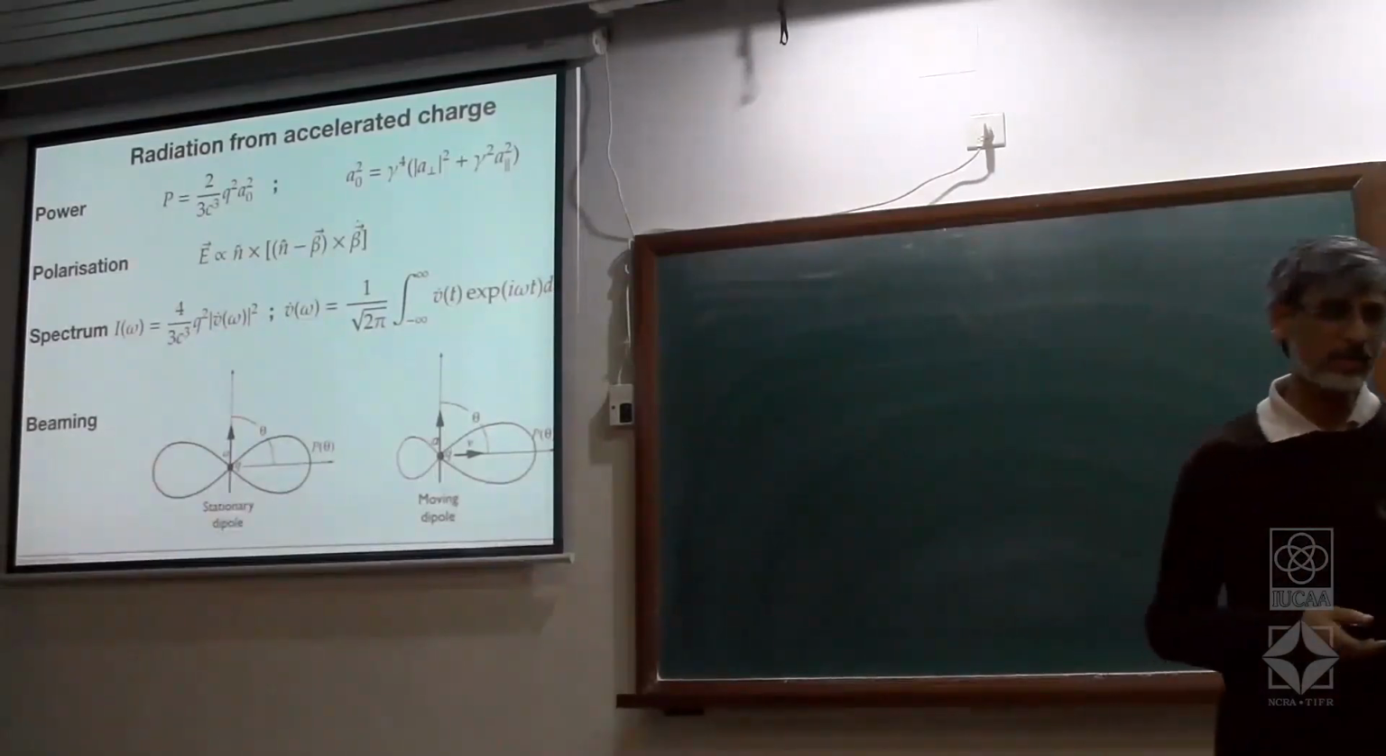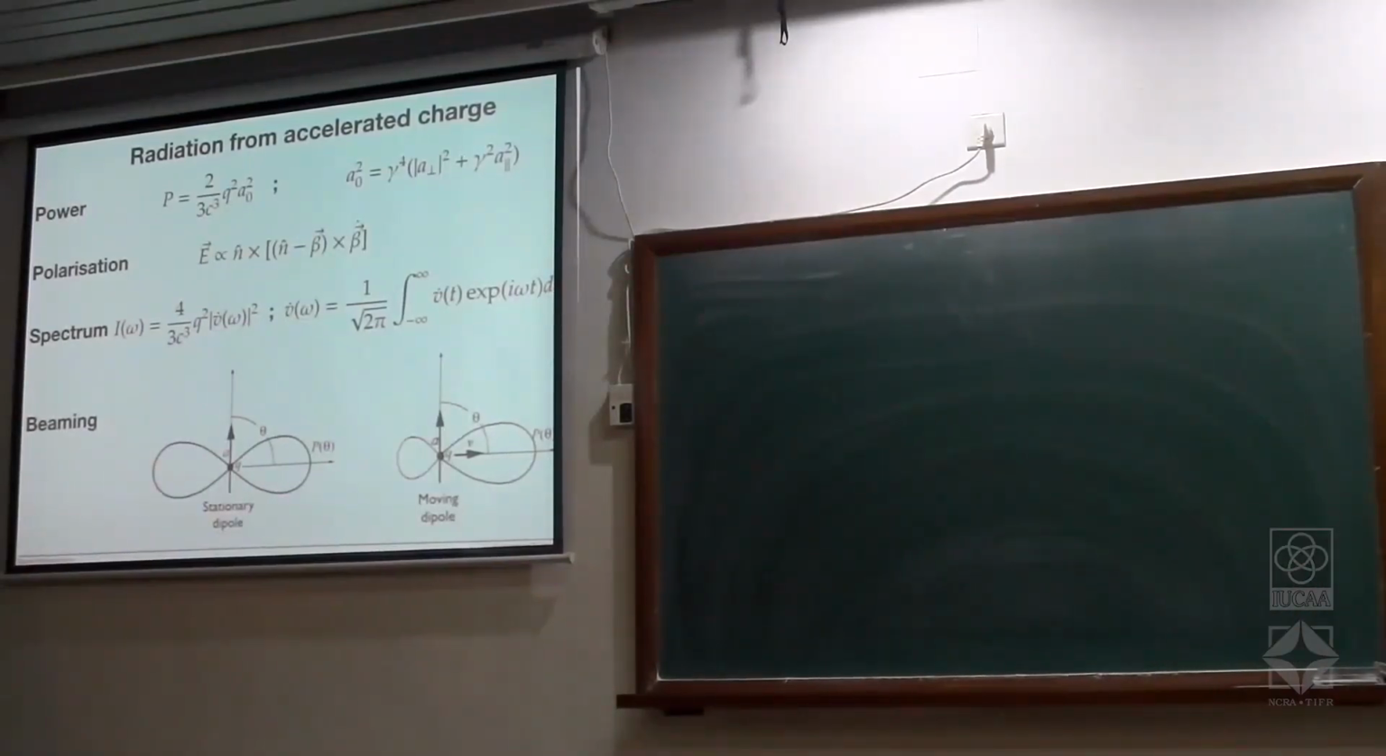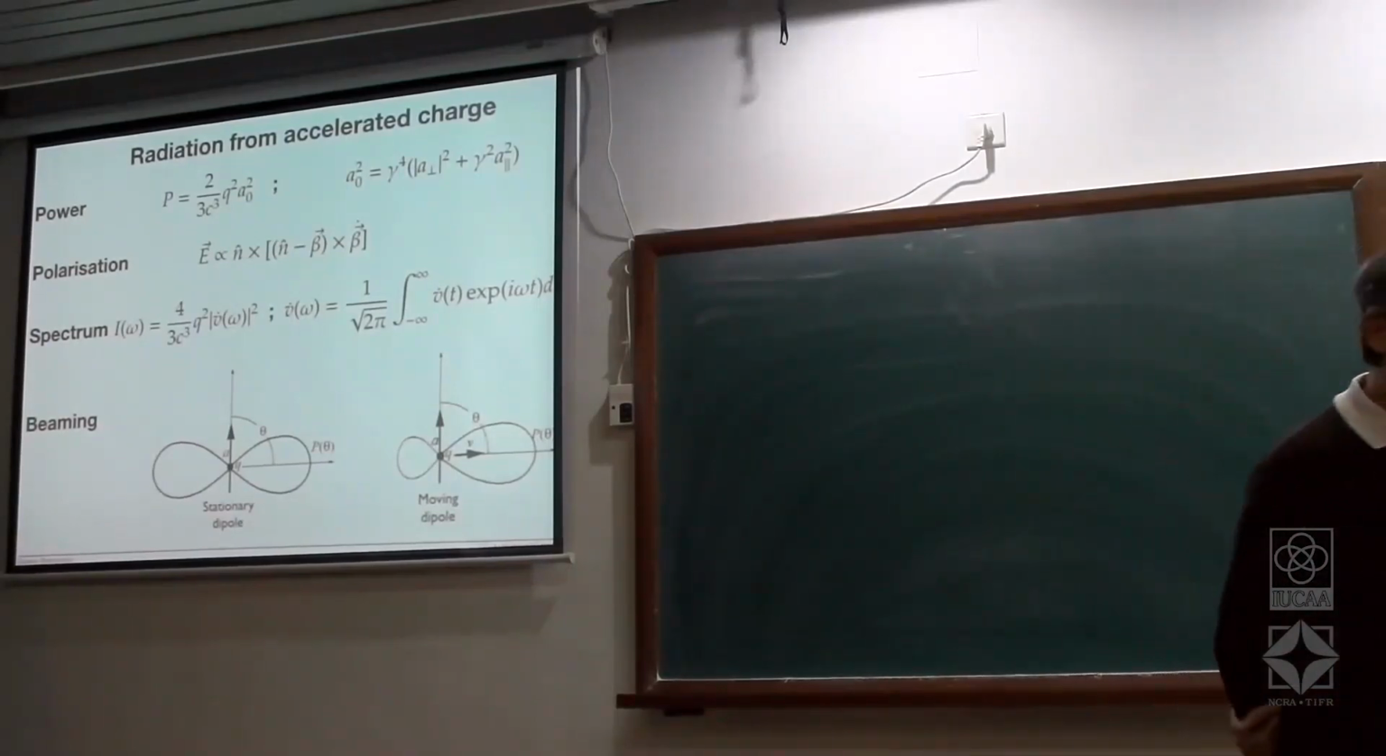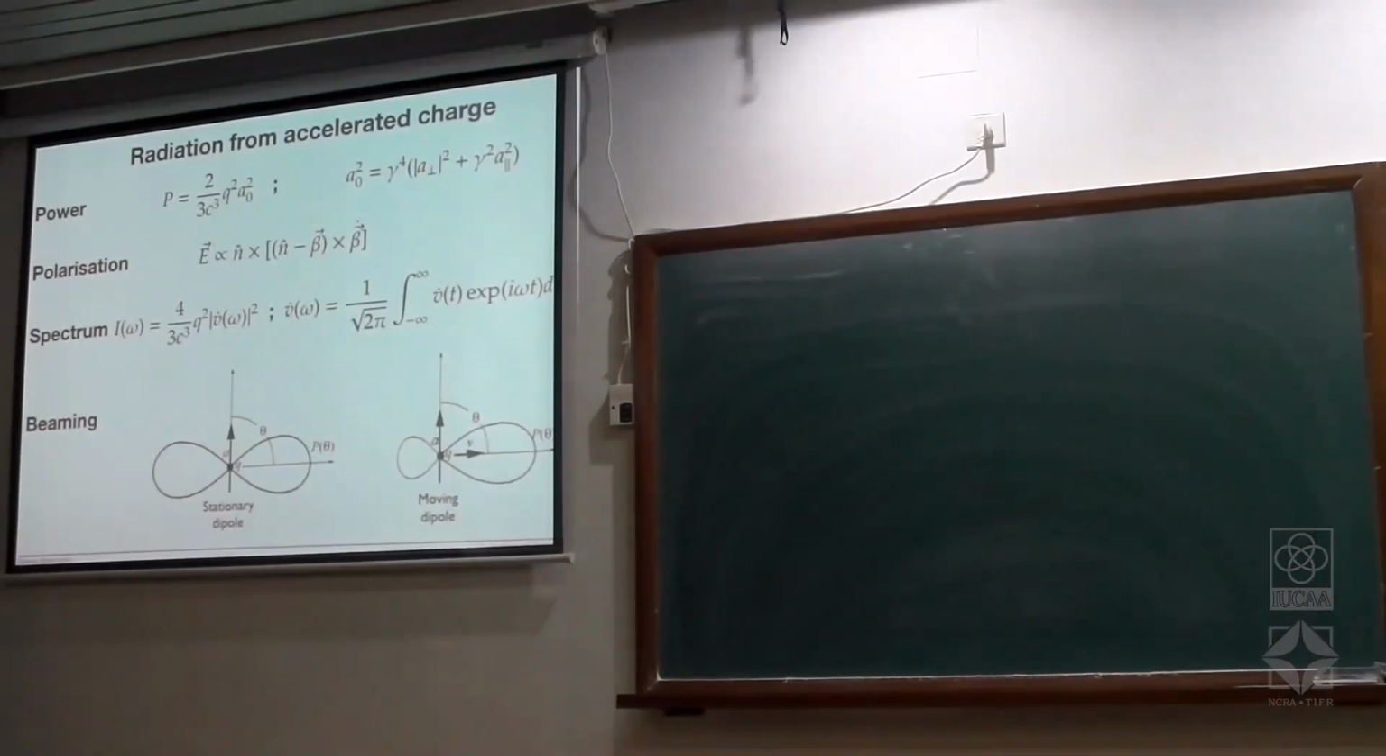So that correction has to be made as well. So once you do all that, you get the power received at the observer.